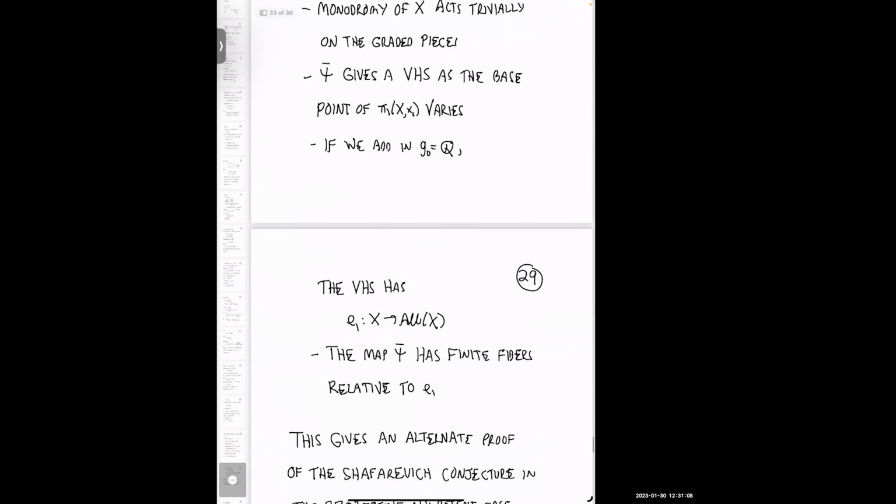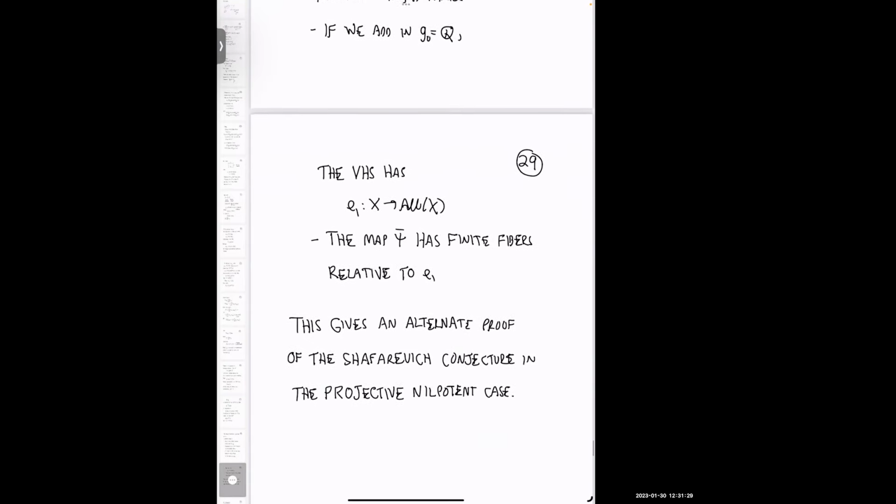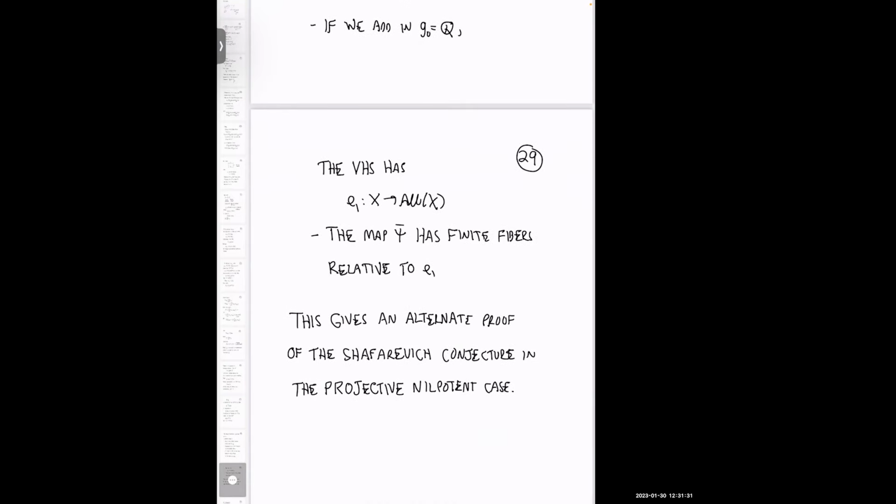So if we add in a G naught that's Q, then basically the variation of Hodge structure, the E1, is just the Albanese map. And the map psi bar has finite fibers relative to E1. And so this then gives an alternate proof of the Shafarevich conjecture in this projective nilpotent case.